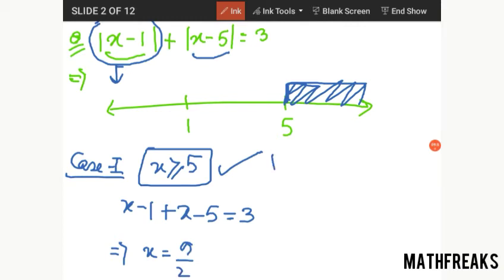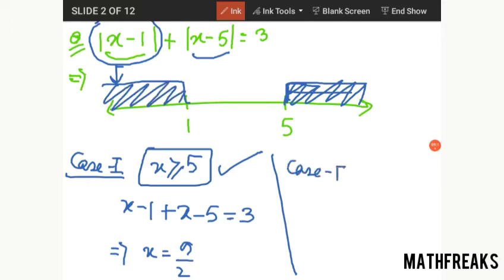Now let us move on. Now we have done this region. Now let us take another region. I will take now x less than 1. x is less than 1. I'm taking case number 2. x is less than 1.